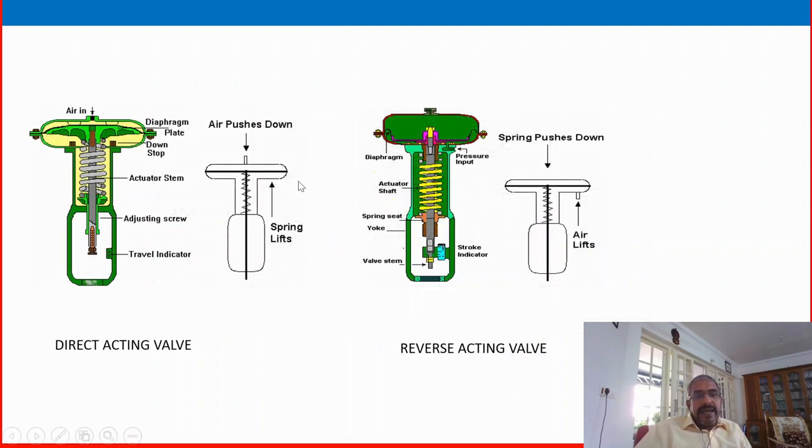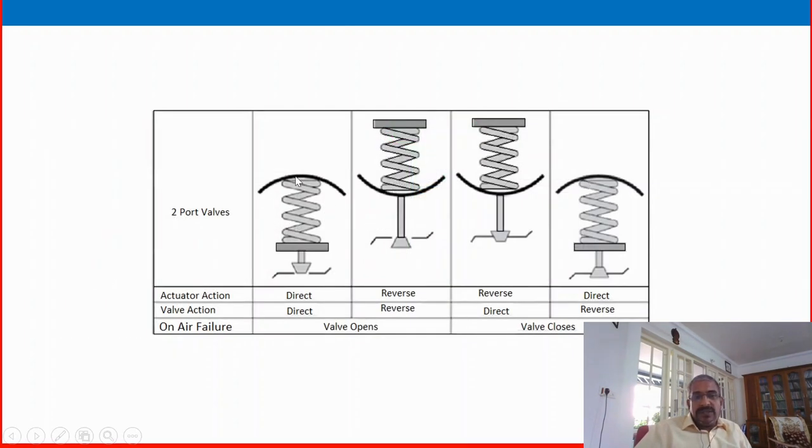Or you can say diaphragm plate. The black color is a diaphragm plate, and there is a spring, and the valve is connected to the opening element area. So, all four. Look at that one: actuator action direct, valve action direct.